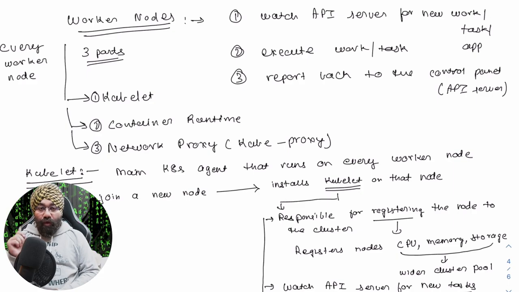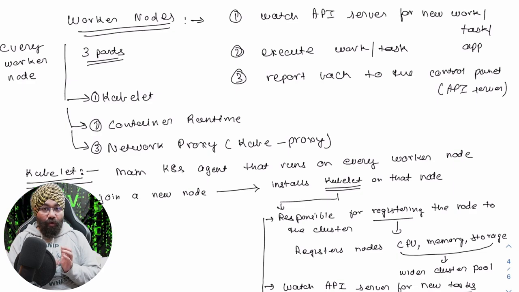So friends, we learned about the control panel. Now let us learn about worker nodes. As already mentioned, in a Kubernetes cluster there will be a smaller number of control panel nodes because their work is to control things. But there will be a larger number of worker nodes because these are the nodes on which the actual applications or services will run.